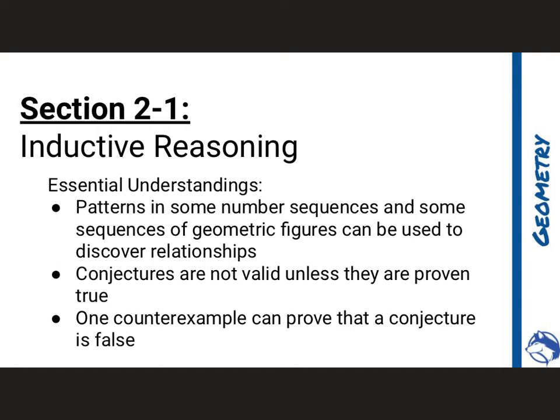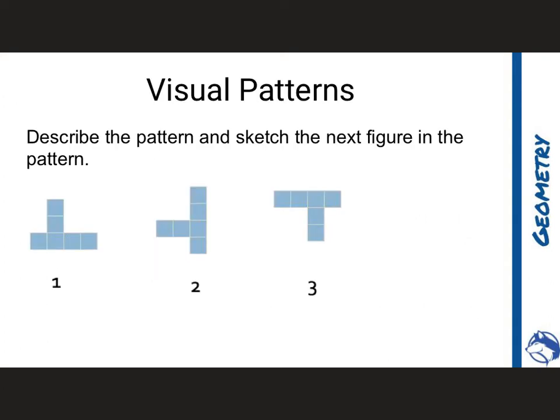So some essential things that I want you to understand is that patterns in some number sequences and some sequences of geometric figures can be used to discover relationships. Conjectures are not valid unless they are proven true. So a conjecture is basically like a statement. And then one counterexample can prove that a conjecture is false, and we'll dive deeper into all of that.